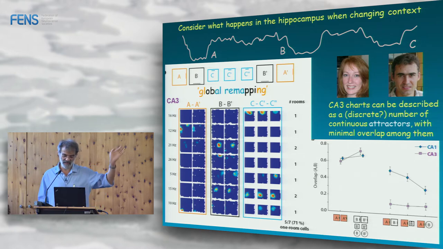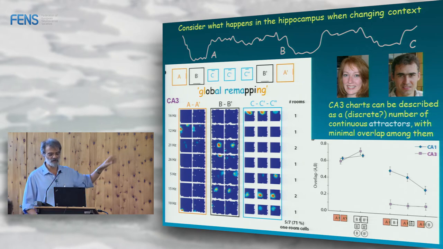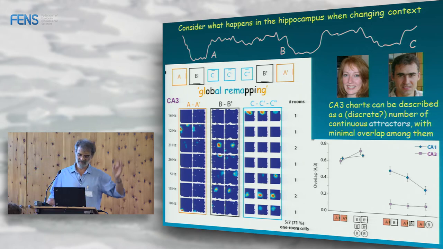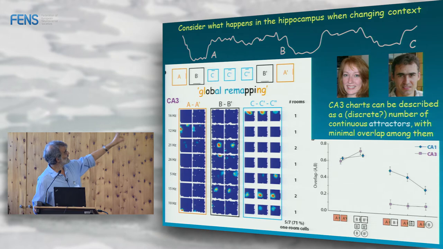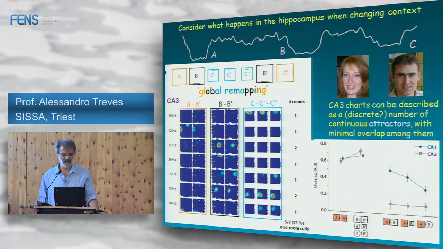simple experiments by Stefan and Jill Leutgeb years ago in the Moser lab, where this would have been control data for an experiment that then did not work out. But in this control data, rats were placed in a series of boxes, A, B, and C.